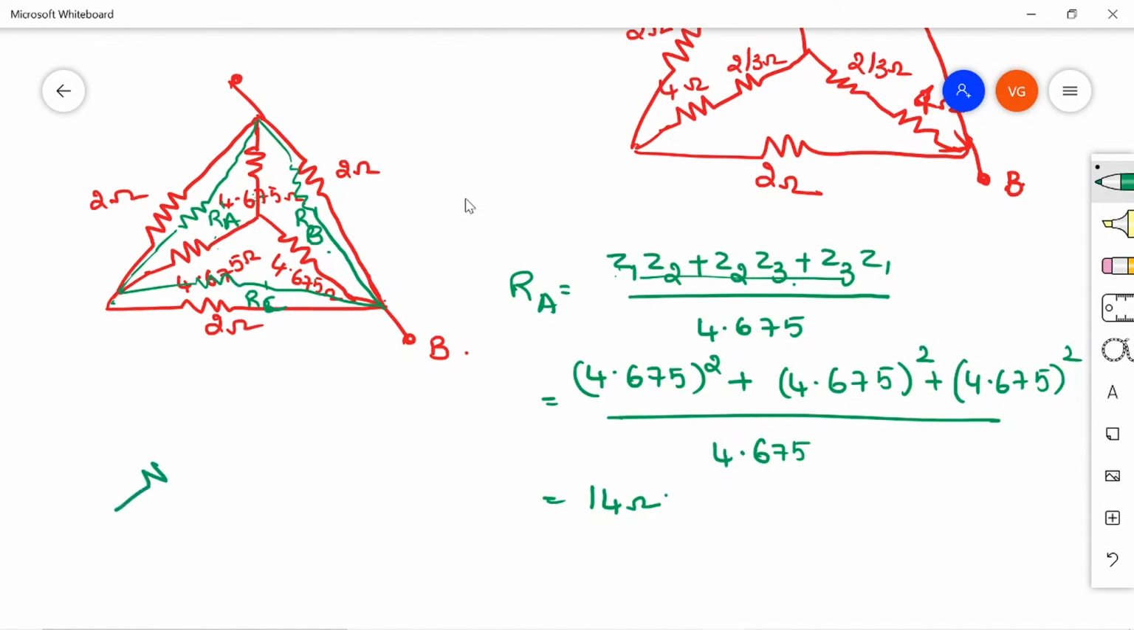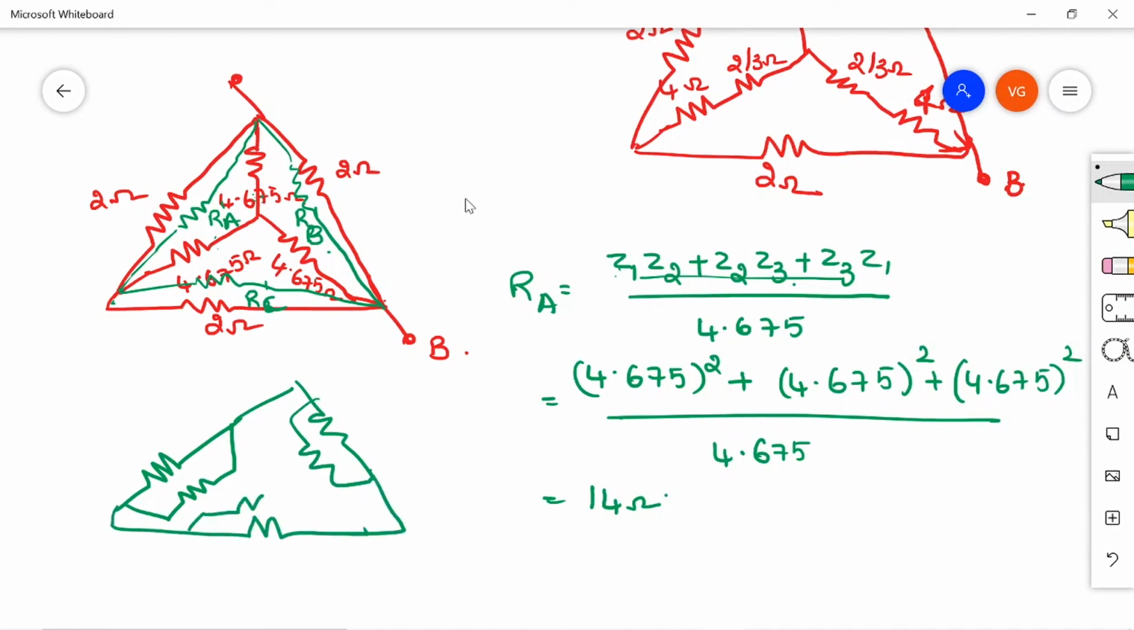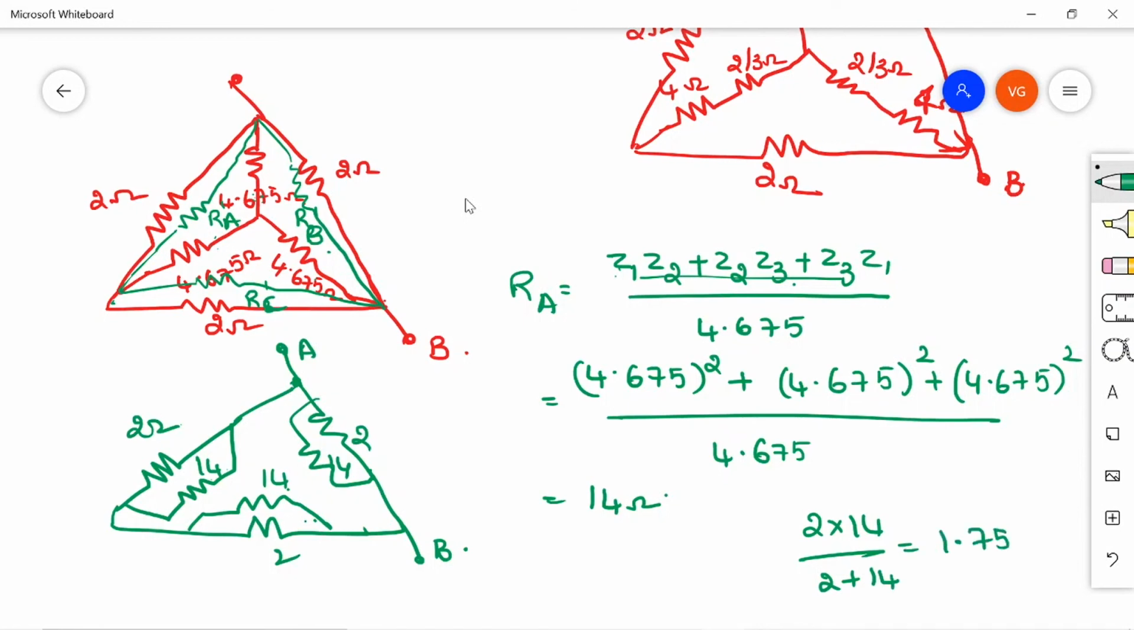Then the circuit looks like this: 2 ohm and then this 14 ohm, right? Again this side 2 ohm and then 14 ohm. Again this parallel branch 2 ohm and then 14 ohm, right? So that you will get. So this is 2 ohm, 14 ohm, and then 2, 14, again 2 and 14. So this is terminal A and terminal B, right? For 2 and 14, you find the equivalent resistance, that is 2 into 14 divided by 2 plus 14, that will be 1.75 ohm.